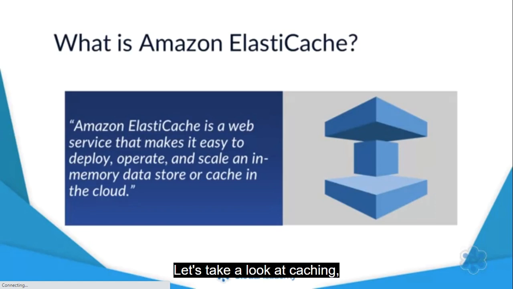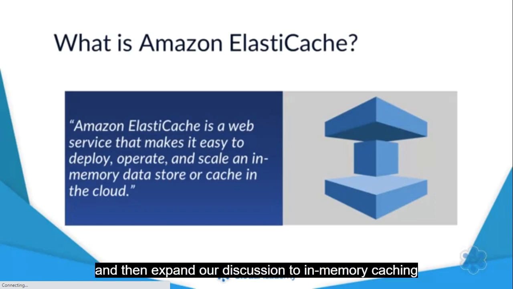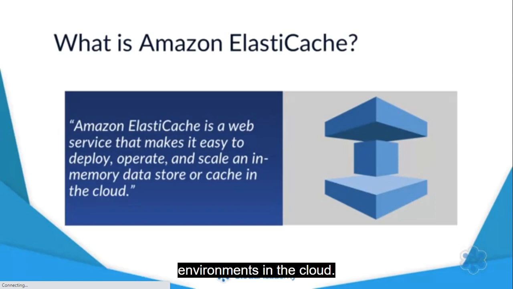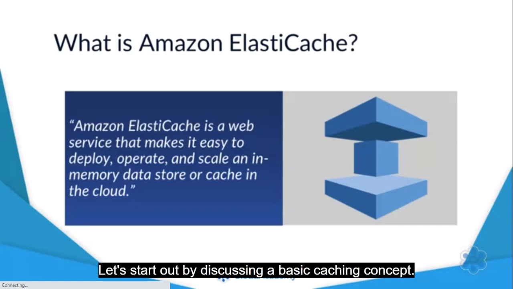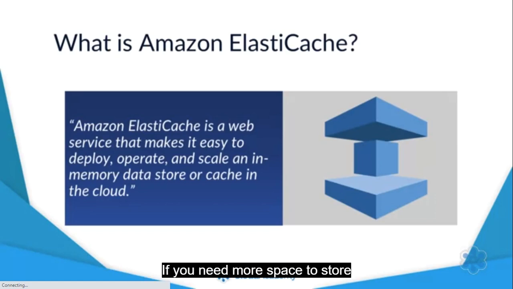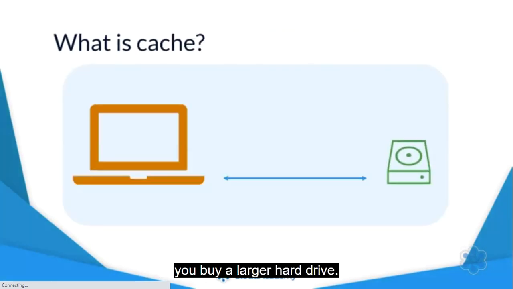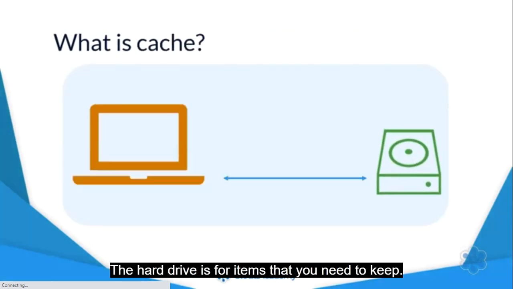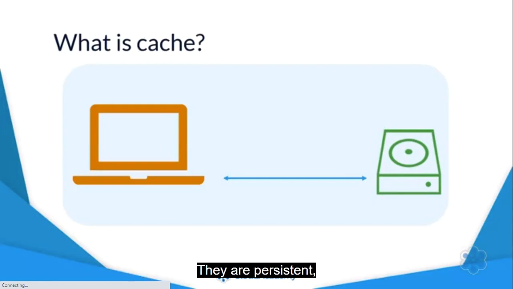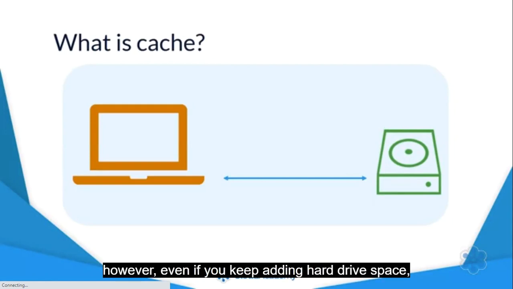So, what does that mean? Let's take a look at caching and then expand our discussion to in-memory caching environments in the cloud. Let's start out by discussing a basic caching concept. Think about your own computing devices. If you need more space to store your files, applications and so on, you buy a larger hard drive. The hard drive is for items that you need to keep. They are persistent. However, even if you keep adding hard drive space, your computer may not seem to get faster. In fact, it may appear slower as you keep opening all of your new files and applications.